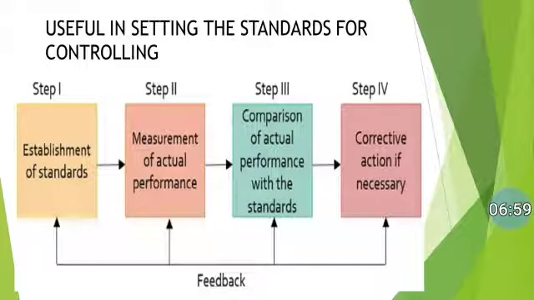Here you can see 4 steps are given. In the first step, establishment of standards, which shows how standards are set by the organization. If any organization wants to achieve success, first of all, they will establish standards for the organization. What do you mean by establishment of standards? They have to fix the target, what they want to achieve in future.